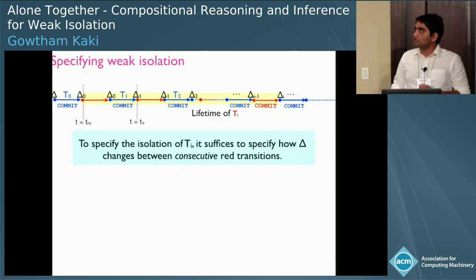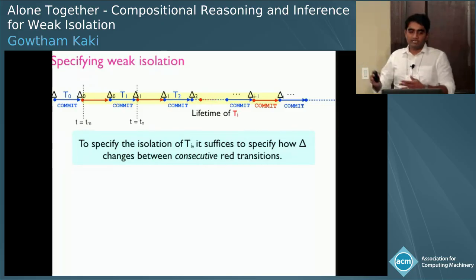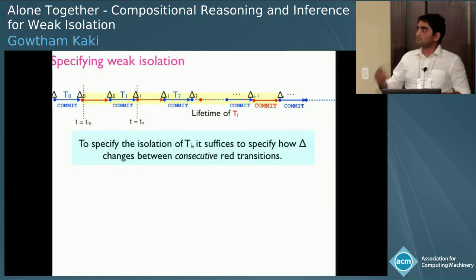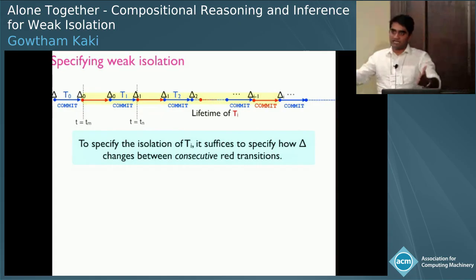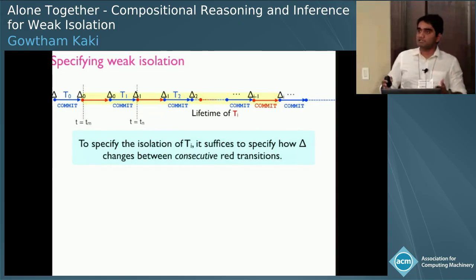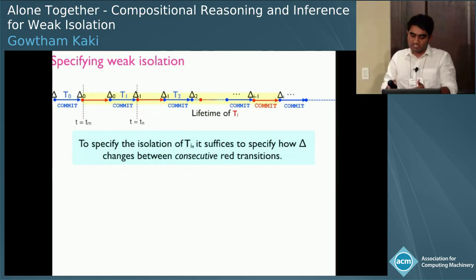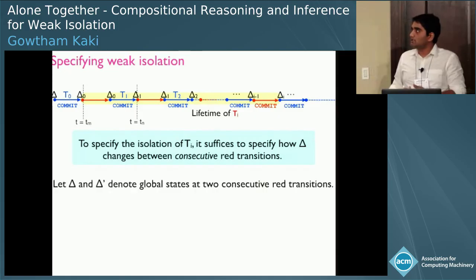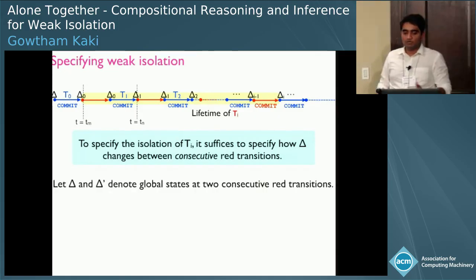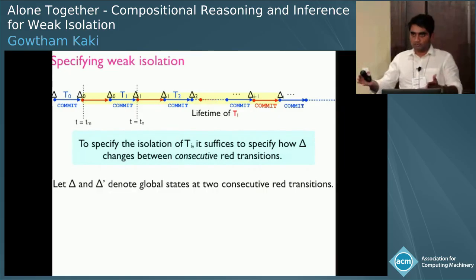So among these, in order to specify the isolation level of the transaction Ti, it suffices to specify how delta changes between consecutive red transitions. Here, red represents the transaction Ti. So if a state delta changes between two consecutive red transitions, it means that it does incorporate certain effects from a concurrent transaction. Now, let's say delta and delta prime denote certain global states between two consecutive transitions of the transaction Ti, the red transitions.